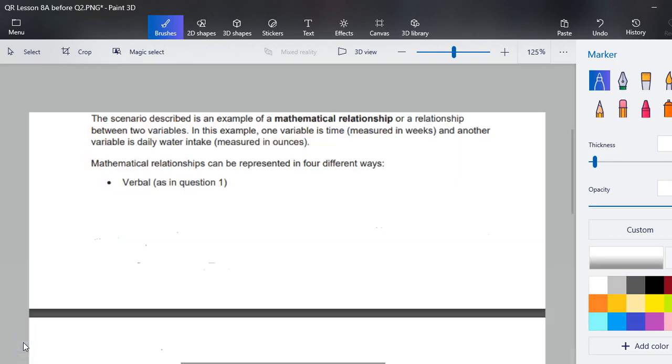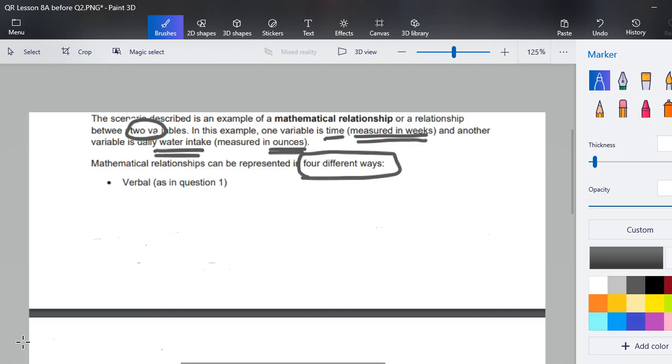The scenario described in question number 1 is an example of a mathematical relationship, or a relationship between two variables. In this example, one variable is time, the weeks that we're going to be increasing 4 ounces, and another variable is the daily water intake itself, which are the ounces. Mathematical relationships can be represented in 4 ways. This would be good to add to your glossary or your Google Docs, etc.